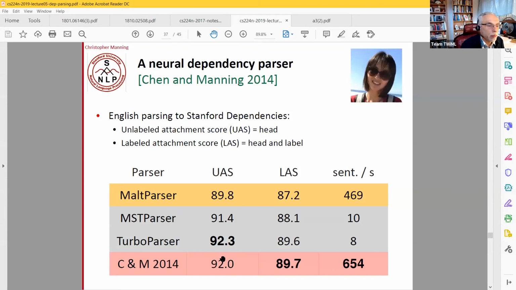As you can see, they almost beat everybody, except they didn't beat the turbo parser in UAS score. But if you look at the speed, they beat everybody in the speed. And then you might say, well, turbo parser is so slow that who's going to want to use it when you can use this? So I guess the big two to compare are the malt parser and the CNM. And malt parser beats them by a lot in all three categories.